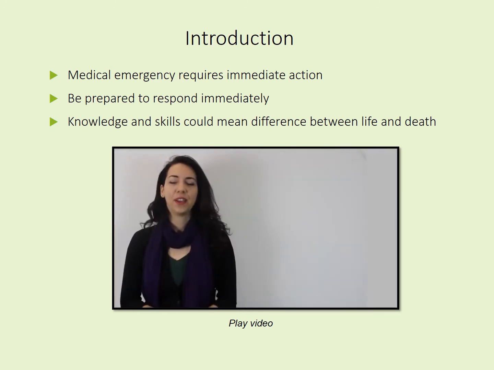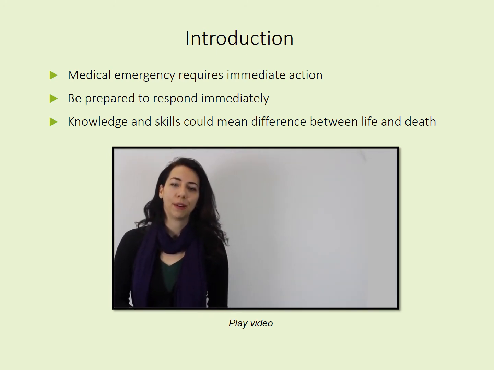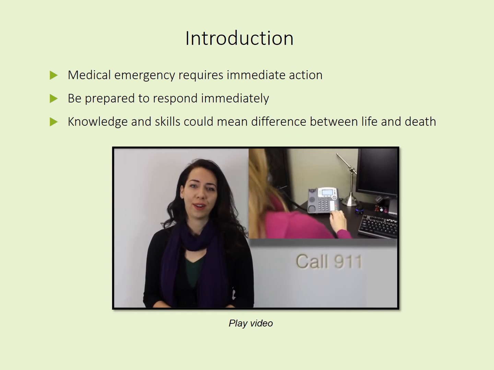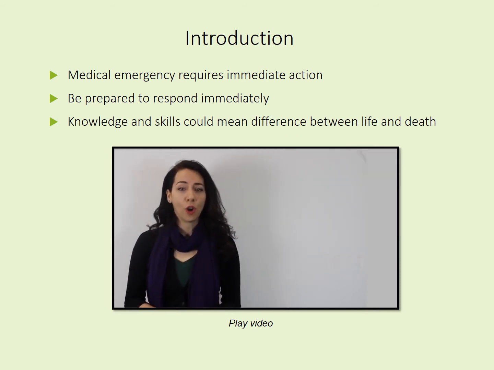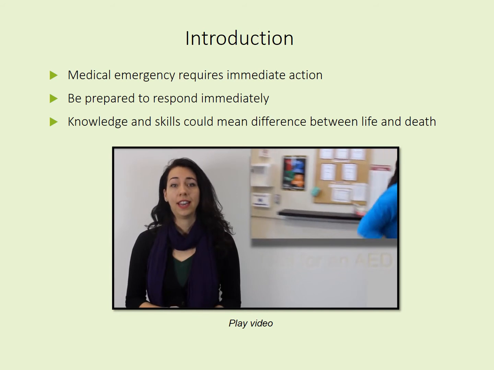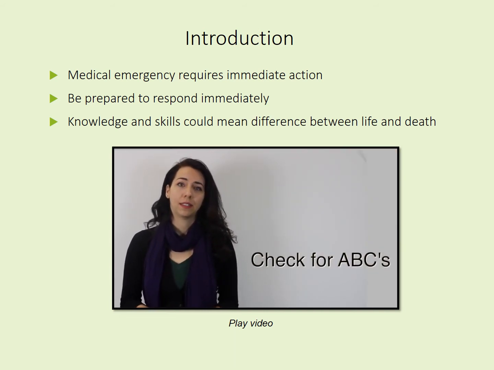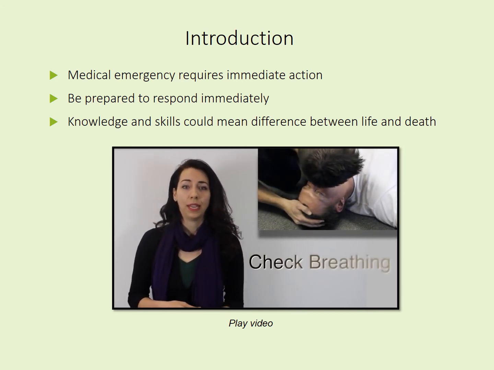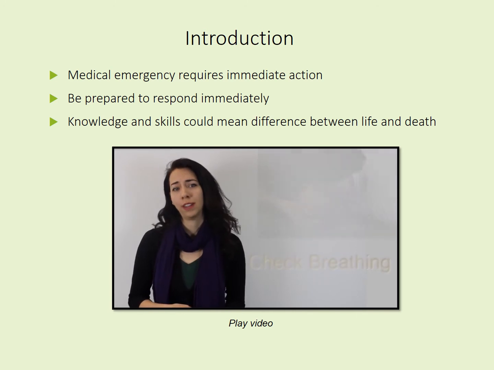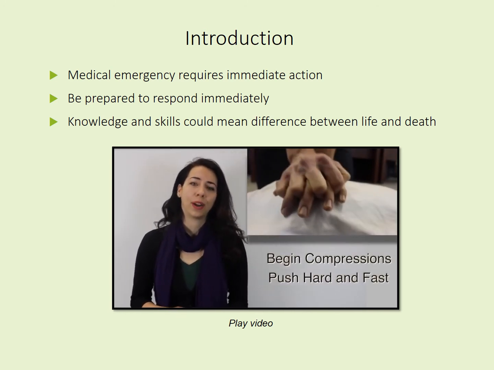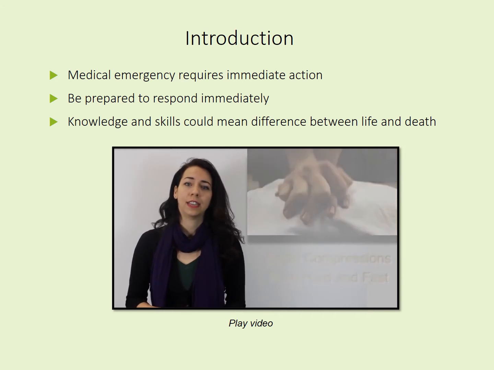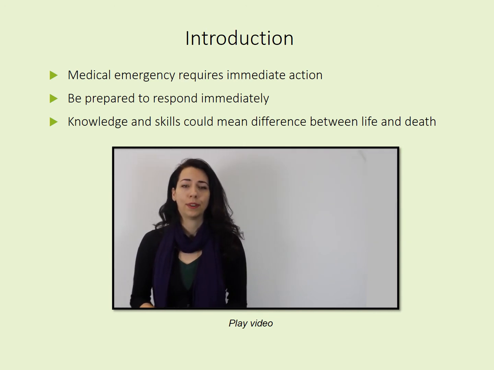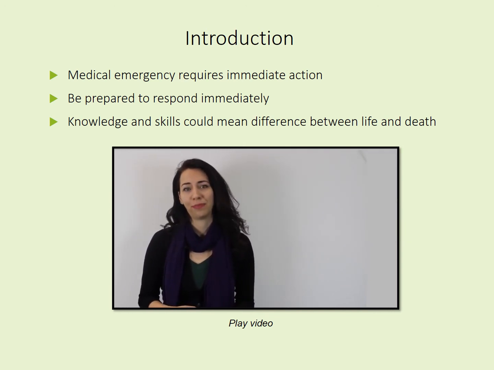Good job. Roger survived because Ian and I stepped in and remembered our ABCs from training. So let's recap. First, call 911. Next, call for the AED. Next, check for ABCs. A, open the airway, doing the head tilt, chin lift. B, check for breathing, looking for chest rise and fall. And C, compressions. Push hard and fast in the center of the chest. Turn the AED on and follow the voice prompts. Remember, doing something is always better than doing nothing at all.